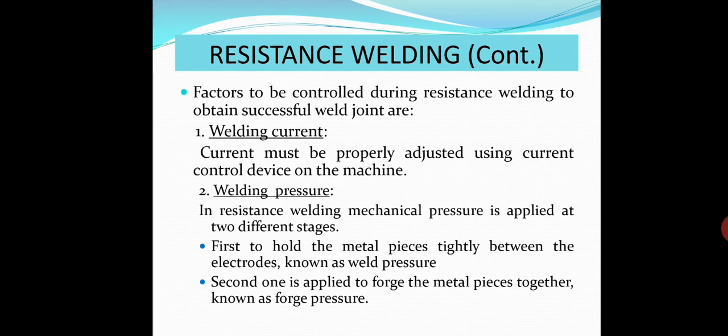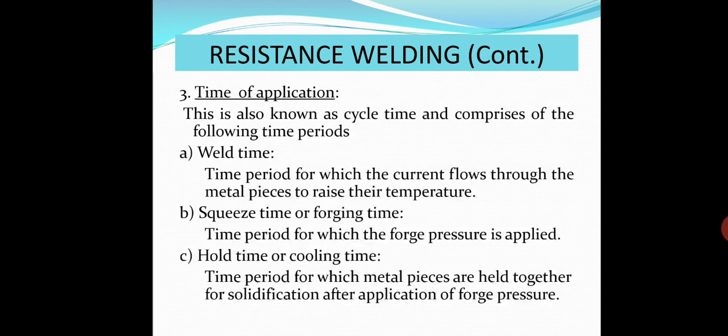Next is welding pressure. In resistance welding, mechanical pressure is applied at two different stages. First, to hold the metal pieces tightly between the electrodes, known as weld pressure, and second, to force the metal pieces together, known as forge pressure. So these pressures must be regulated as per the requirement.